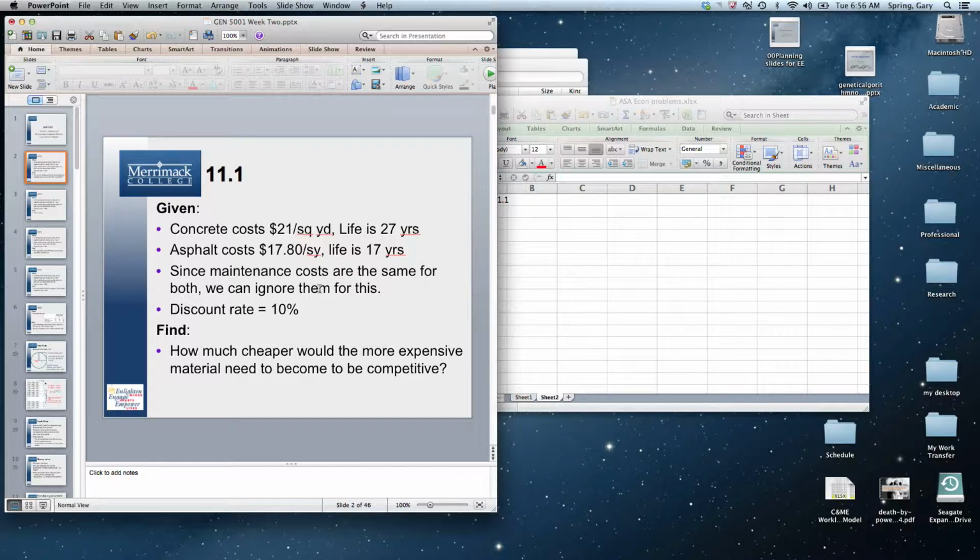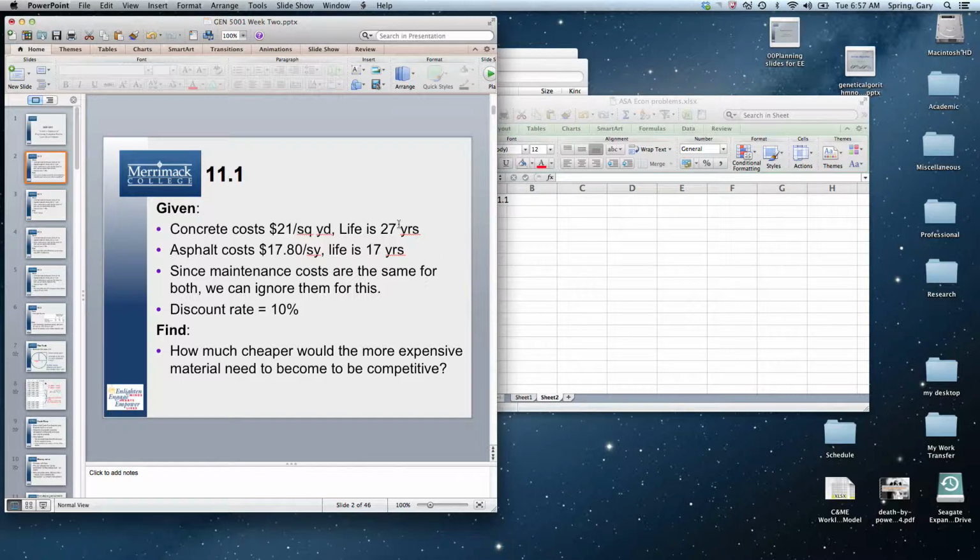Since the maintenance costs are the same, we can ignore them. Discount rate is 10%, and we're asked, how much cheaper would the more expensive material need to become to be competitive? So we need to do the analysis. Which one is more expensive from a life cycle cost point of view? The fact that these two lives are different leads me to feel that we should use the annual cost method rather than the net present value method.